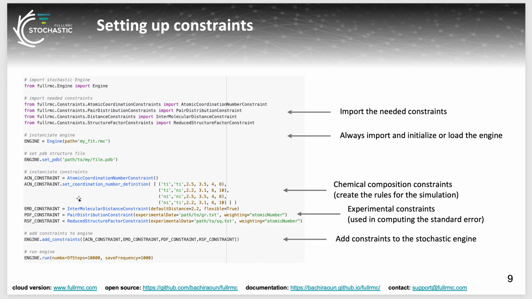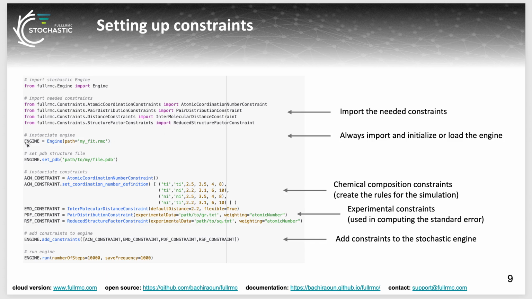Let's set up some constraints. The same thing, import everything that we need. From fullrmc, I'm importing the atomic coordination number constraint, the pair distribution constraint, the intermolecular distance constraint. This is an old implementation. It's still useful, you can still use it. Currently, the current implementation is simply distance constraint. But either way, I'm importing the reduced structure factor constraint. You can see the formulae of these on fullrmc's online documentation.